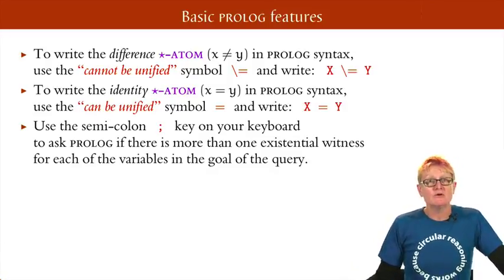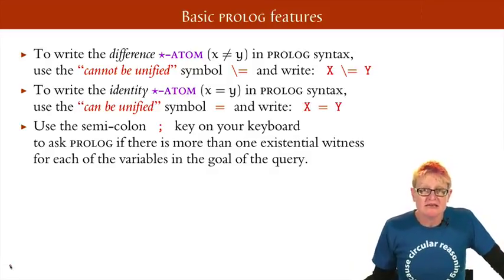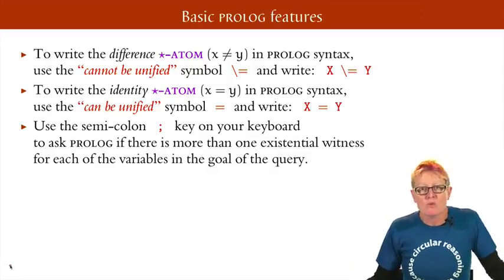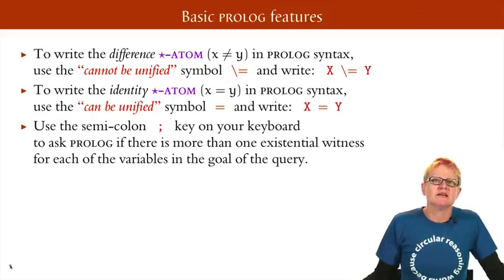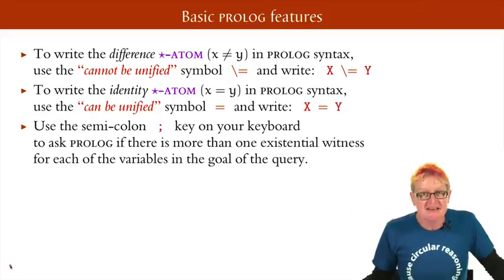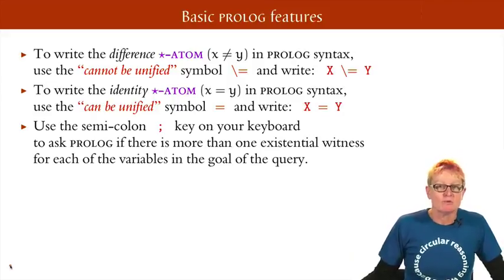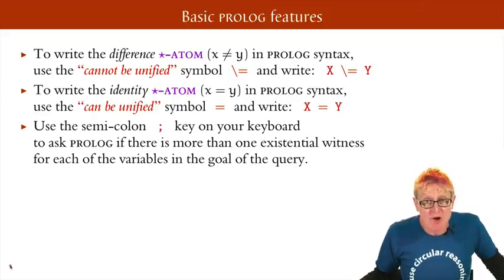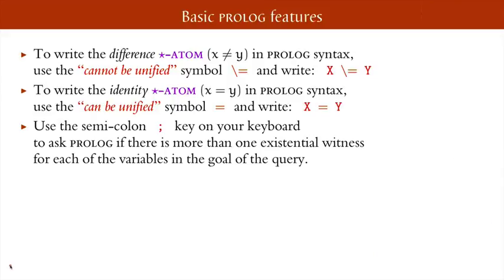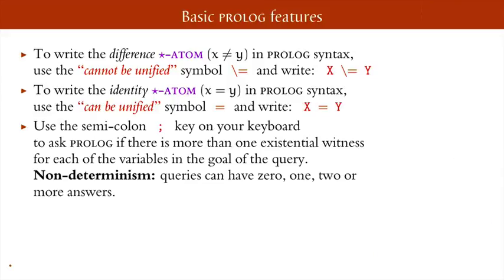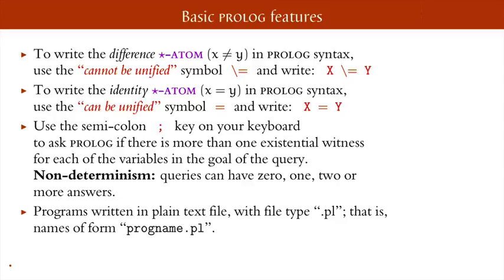Okay, back to our user manual. We use the semicolon key on the keyboard to ask PROLOG if there is more than one existential witness for each of the variables in the goal of the query. While we have shown the semicolons as appearing on the screen in our example PROLOG sessions, this is to remind us of what key to press. Well, at least in the SWI PROLOG implementation, they are not printed to screen. This capacity for requesting more witnesses means that PROLOG is non-deterministic in the sense that queries can have 0, 1, 2 or more answers.